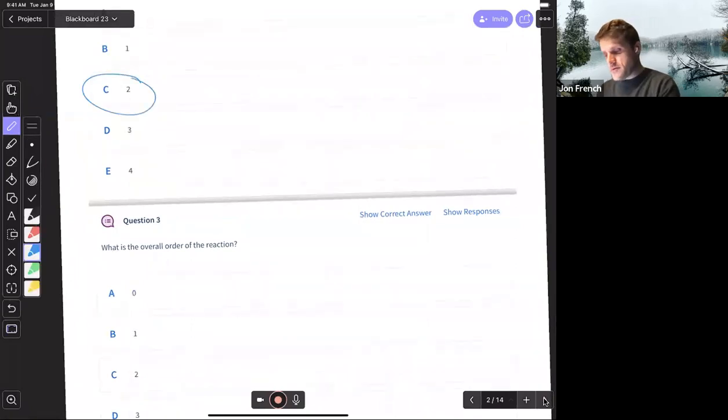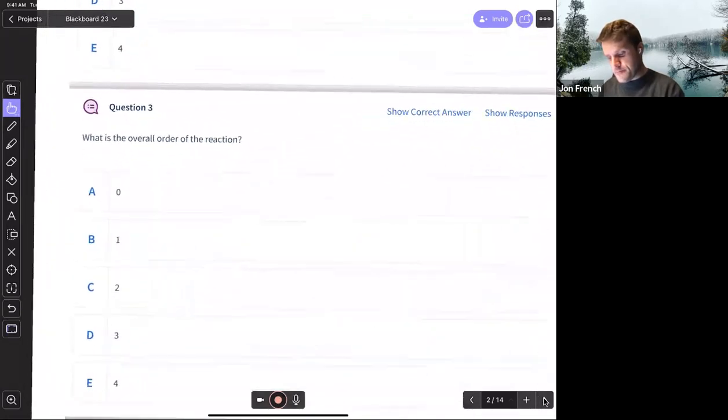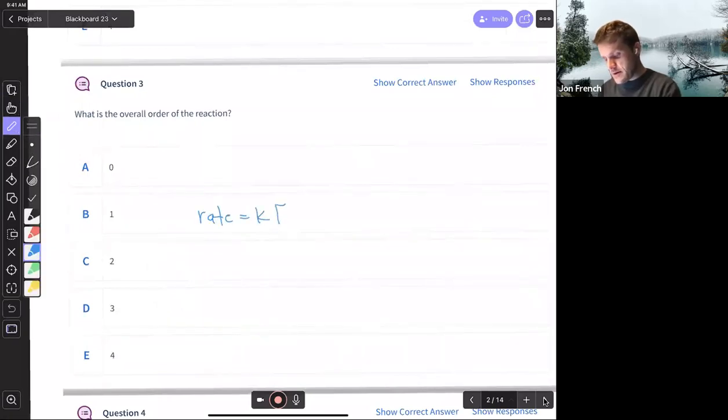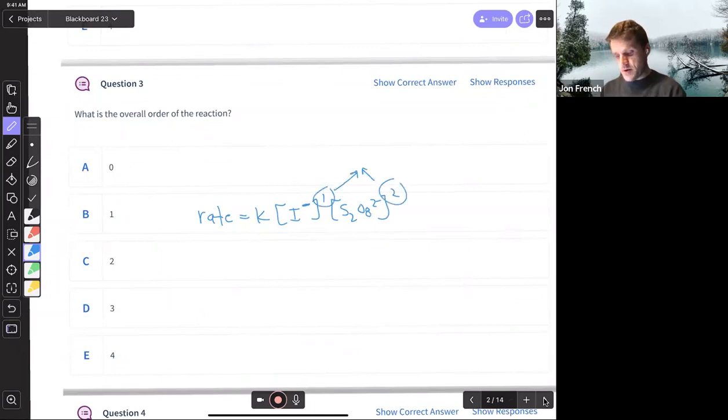Overall order of the reaction: well, we found that the rate law for this reaction was rate equals rate constant times concentration of iodine to the first, S2O8 to the second. The overall reaction order is the sum of each individual order. So 2 plus 1, the overall reaction order was 3. That shouldn't have been too hard.